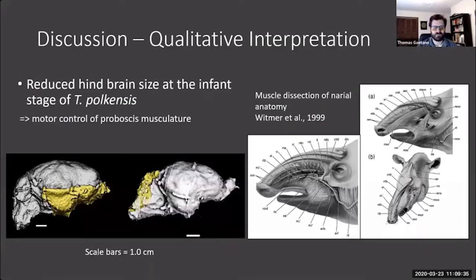So I'd imagine that if those motor coordination centers in the brain are developing and growing throughout ontogeny, then that may impact their ability to be coordinated with their muscles in their trunk as well. But that's something that would also need experimentation on living tapirs.